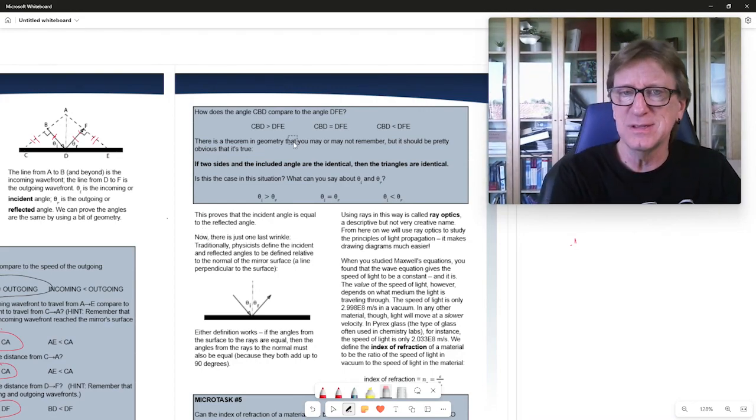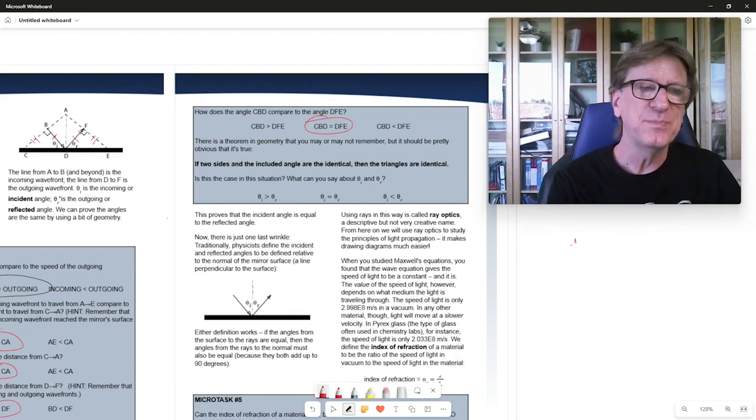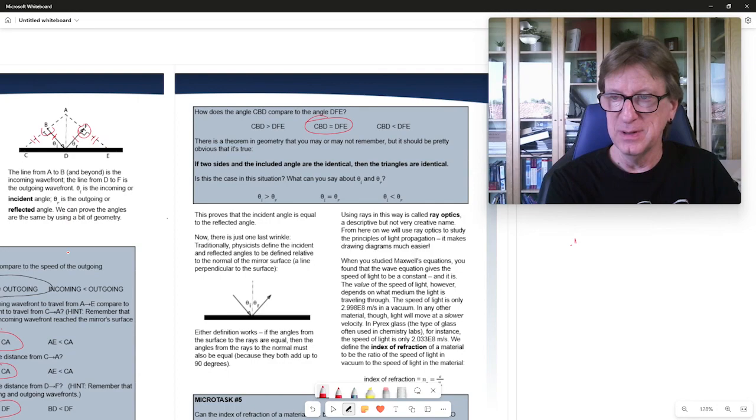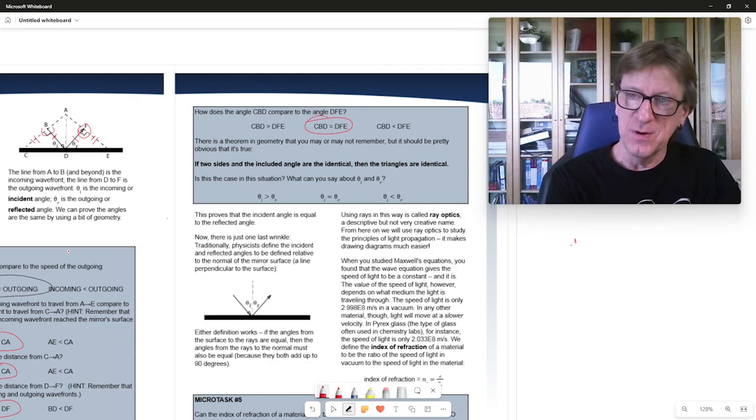Well, they're both 90 degrees. So since they're both 90 degrees, obviously they're the same. Okay, so now here's the geometry that you may or may not remember. If I have two sides that are the same, and I have an included angle that is the same, then there is a theorem that proves that these two triangles, this triangle and this triangle, must actually be identical.